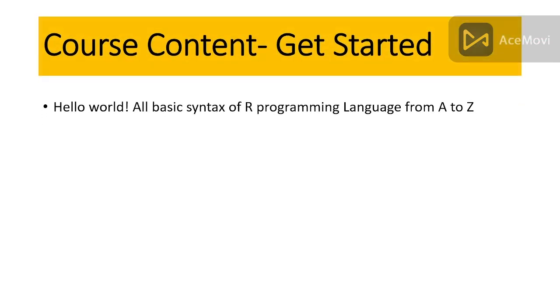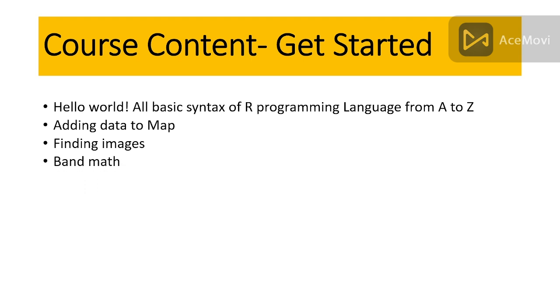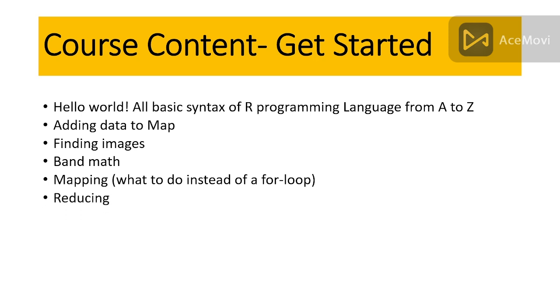So first of all, we discuss all of the basic syntax of the R programming language from A to Z. All of those basic syntaxes you can easily learn from here and apply in the Google Earth Engine platform for RStudio using the rgee package. Then we discuss adding data to the map, how we can easily add different types of data from the Earth Engine public data catalog. This data, how can you easily add in this map, and then finding the images, how can you find different types of images. Then we can do different types of band calculation or raster calculation and mapping. Okay, as well as we can also do reducing, how can you use the reducer.